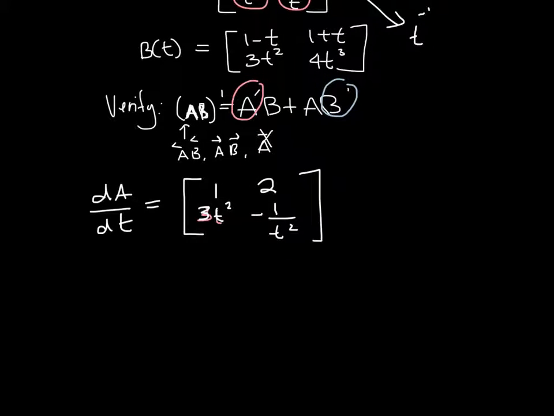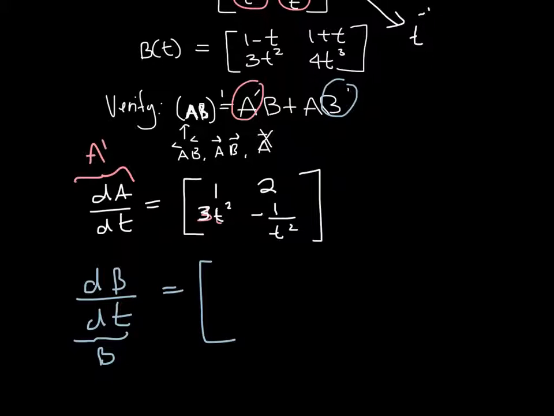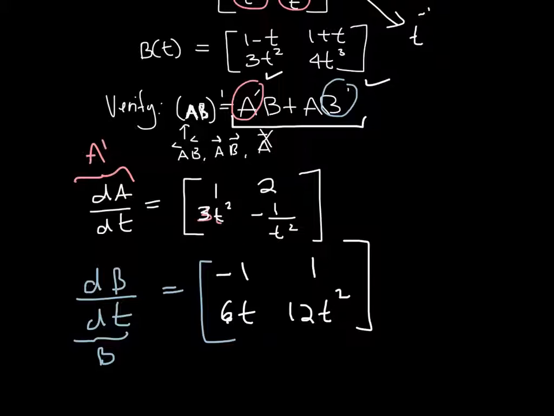Let me put it in blue. So dB dt, that's my B prime. This was my A prime, and very similarly, the derivative of 1 minus t is negative 1, the derivative of 1 plus t is 1, the derivative of 3t squared is 6t, and the derivative of 4t cubed is 12t squared. Okay, so I have my A prime and my B prime. Let's put this together.